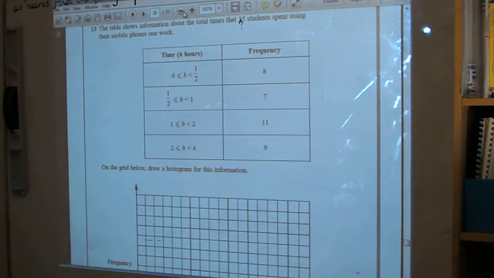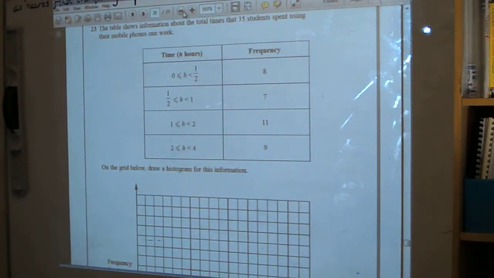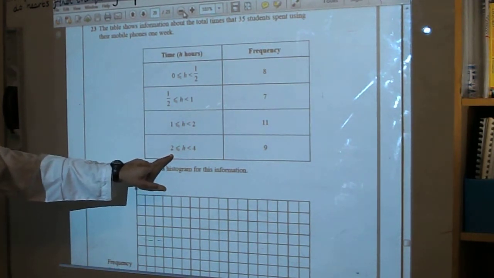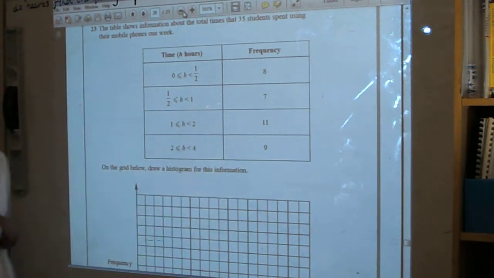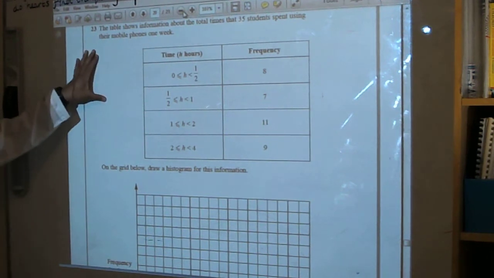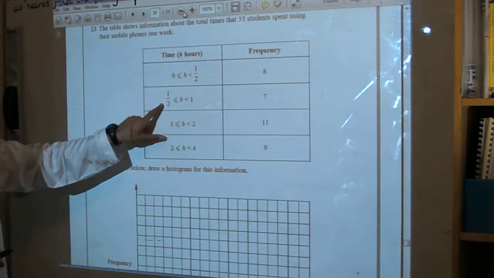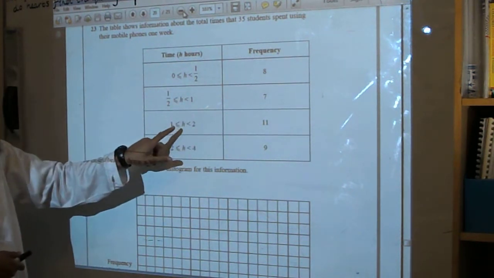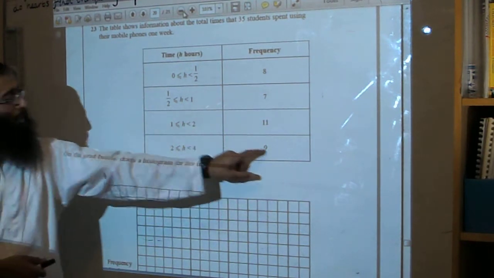Right, the next question. The table shows information about the total times that 35 students spent using their mobile phones in one week. I'm sure the data is wrong. There should be one that says more than 5,000 hours, for 35 of them. Students are always on the phones. Now we've got 0 to half an hour, 8 people; half an hour to 1 hour is 7 people; between 1 hour and less than 2 hours is 11 people; greater than or equal to 2 hours but less than 4 hours is 9 people.